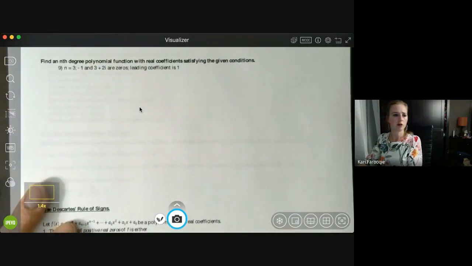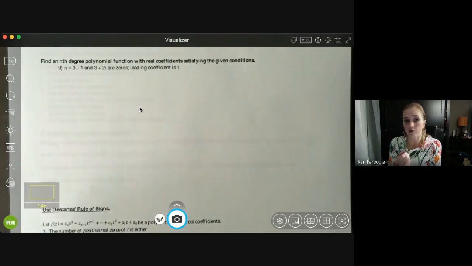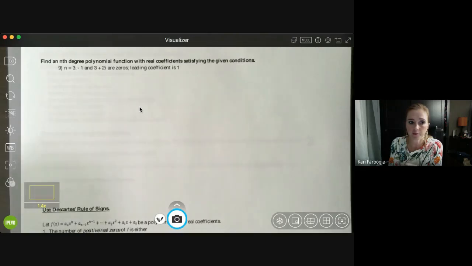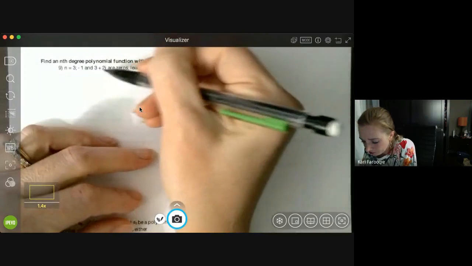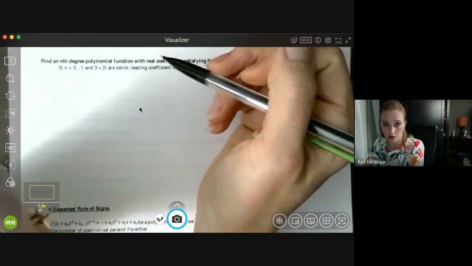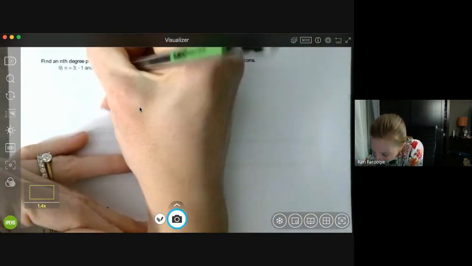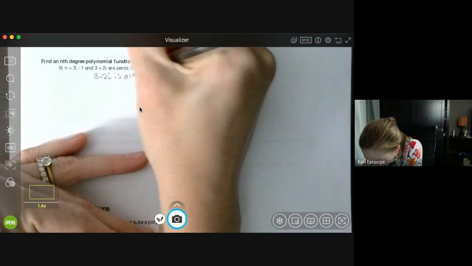Find an nth degree polynomial function with real coefficients satisfying the given conditions. Now, in one way, this one's a little easier just because they're telling you that the lead coefficient is 1. If the lead coefficient is 1, then you don't have to go through and solve for a. You know a is going to be 1 in this case. But given the fact that you have a 0 of 3 plus 2i, you need to use that conjugate theorem to come up with the other 0. So that means that 3 minus 2i is also a 0.